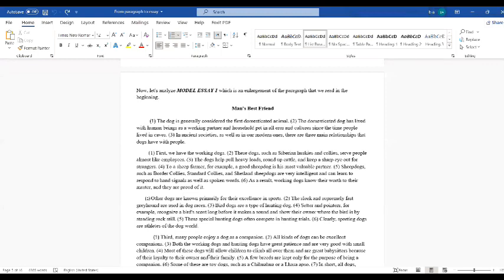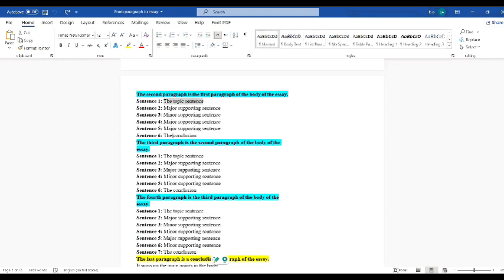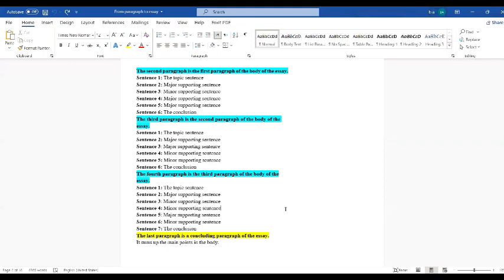because in each body paragraph we have, you see here, topic, topic, and topic, because these are the 3 body paragraphs. Okay, and in all of them we have major and minor, major, minor, and in all of them we have a conclusion or concluding sentence. Okay, you see the same structure.